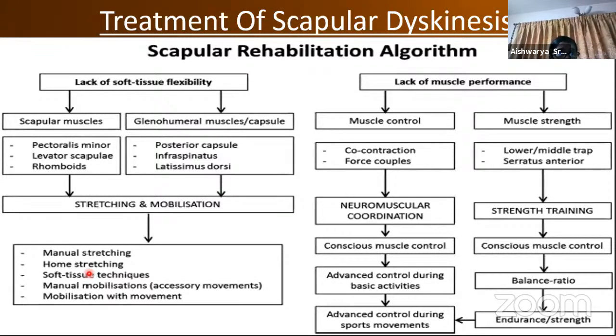Now coming to the final algorithm. So you can do manual stretching, you can do self-stretching exercises at home, you can do soft tissue techniques to release if there is any tightness, any pain, any muscle spasm, or a trigger point or a taut band present. So you can do massage, you can do transverse friction massage, you can do trigger point release, you can do spasm release. So you can do all that to relax the muscle and relieve the tension and tightness.